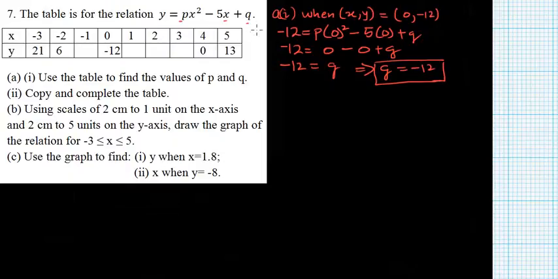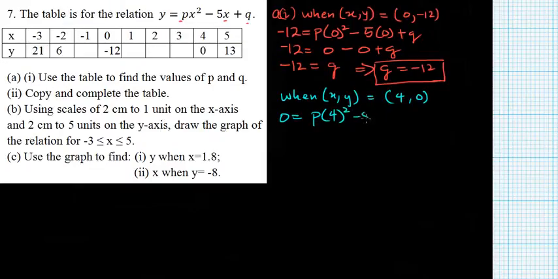The next one, we need to find the value of p this time around. To find the value of p, we can pick any of the complete coordinates. I'll pick 4 and 0, this 4 and 0 here. When the x and y coordinates are equal to 4 and 0, we just substitute x for 4 and y for 0 here. We have 0 is equal to p, then put 4 for x: 4 squared minus 5 times 4 plus q.